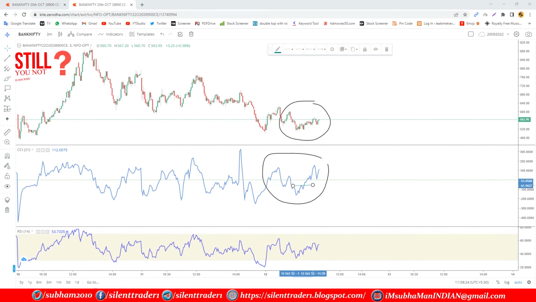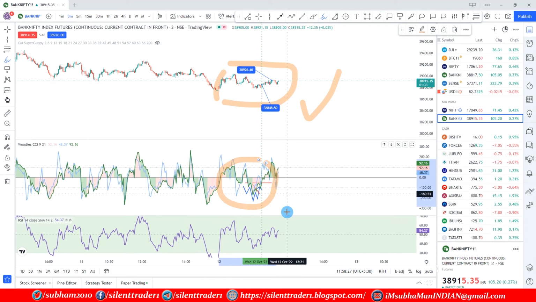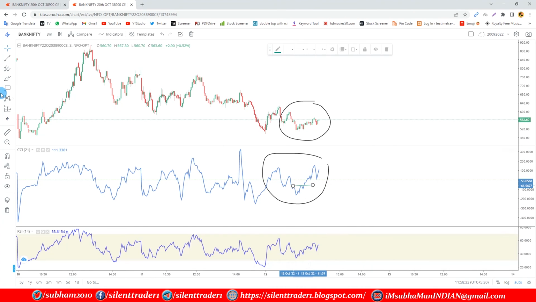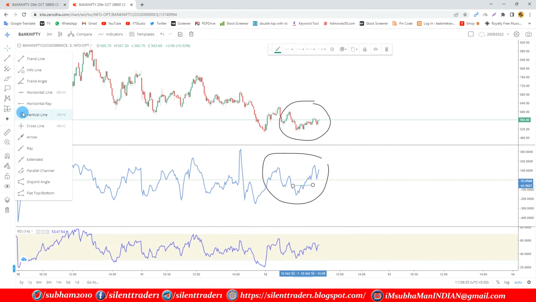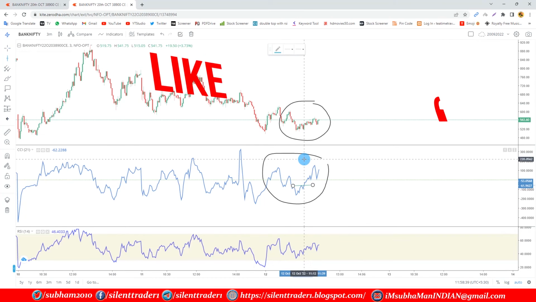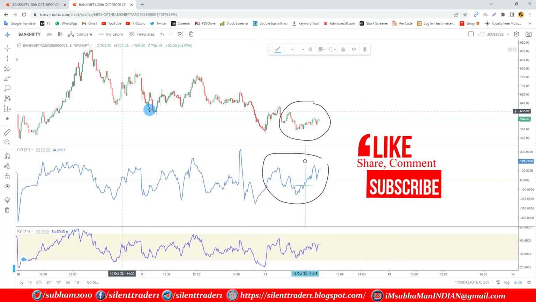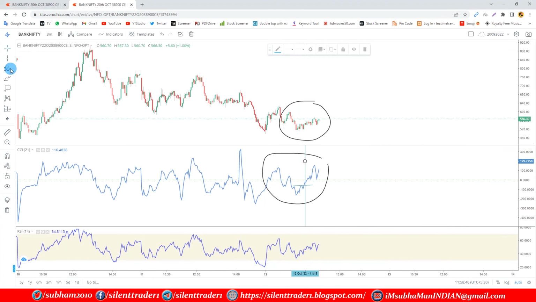Check out the chart and CCI portion also. CCI also showing the same pattern like Banknifty index chart. Let's check the breakout level. It was 539 area, which will be the buy area. Means all done.